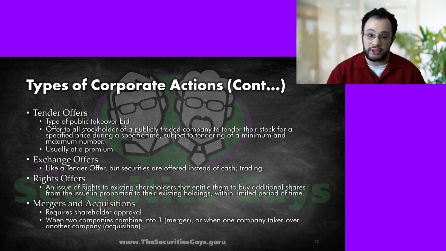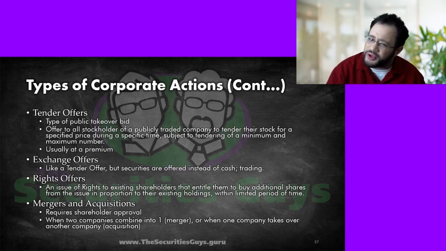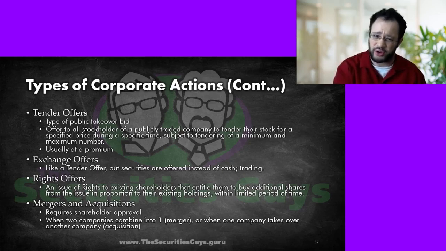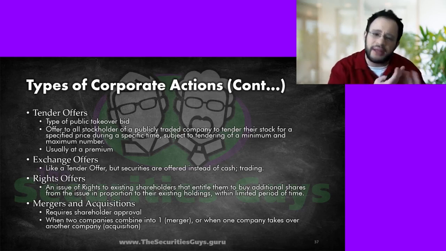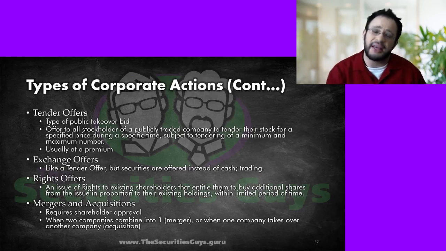Mergers and acquisitions. These also require shareholder approval. On this page, the tender offer and the exchange offer are going to require shareholder approval. Technically, I guess a rights offer doesn't really require shareholder approval, but the actual issuing of new shares does require shareholder approval. So the shareholders definitely get a vote in there. They don't get a vote on whether rights are issued or not because the law says they have to be. But they do get a vote on whether or not they're going to issue more shares.